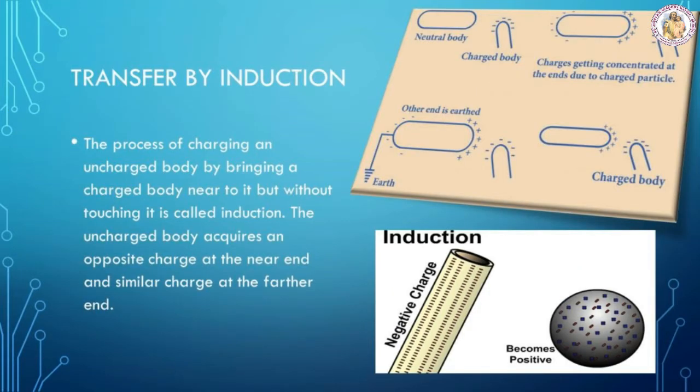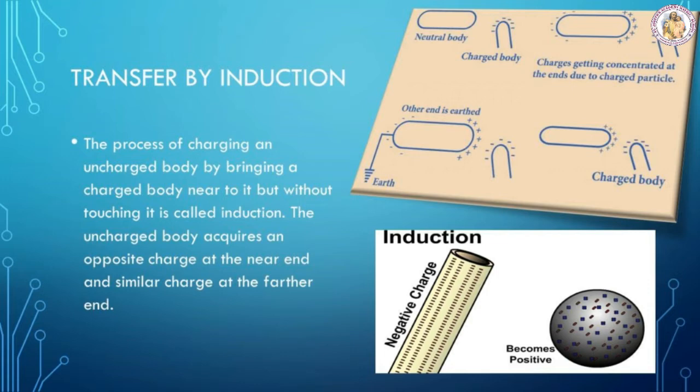Transfer by induction. We saw that we can charge an uncharged object when we touch it with a charged object. But it is also possible to obtain charges in a body without any contact with another charged body. The process of charging an uncharged body by bringing a charged body near to it but without touching it is called induction. The uncharged body acquires an opposite charge at the near end and a similar charge at the farther end. This we can understand by a simple activity.